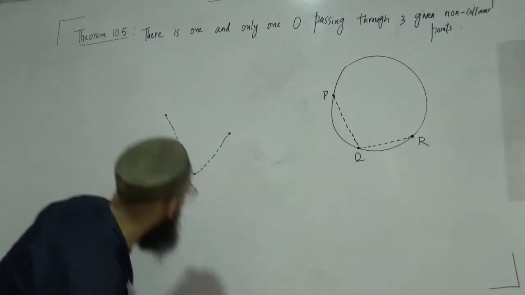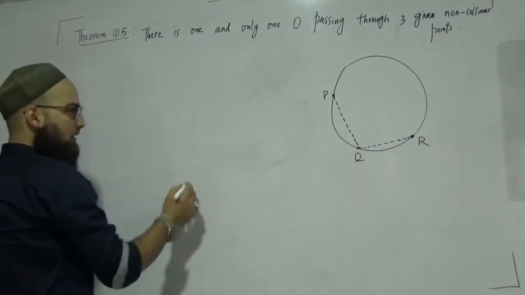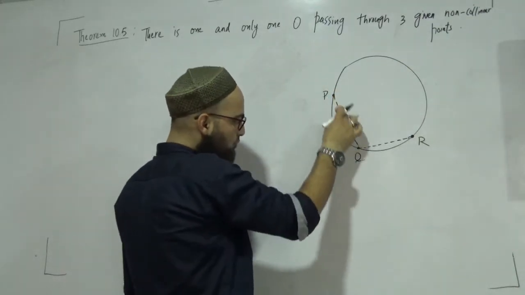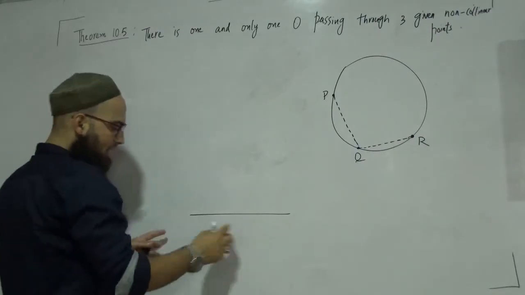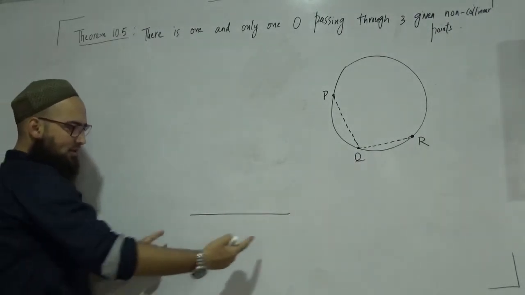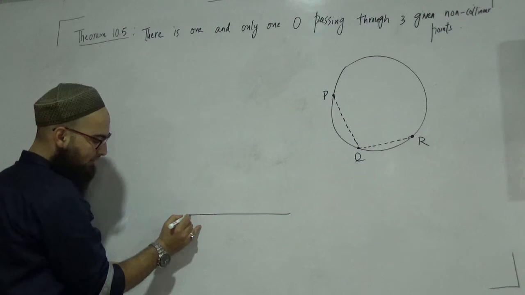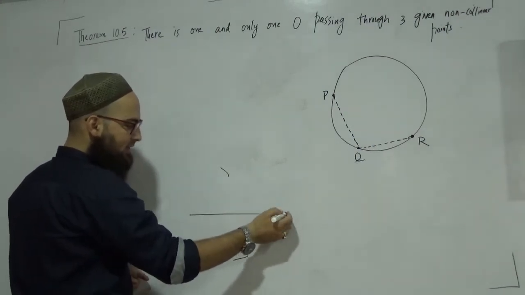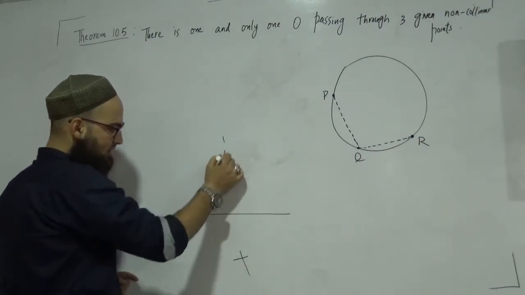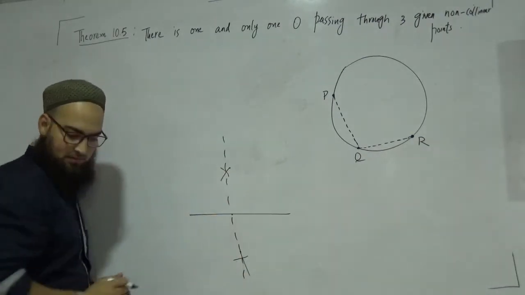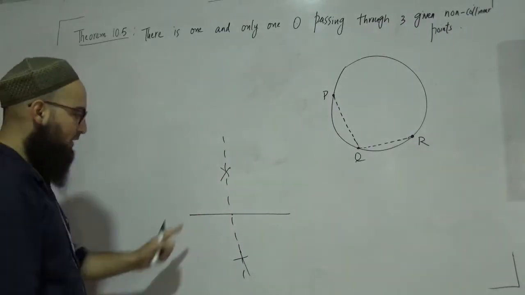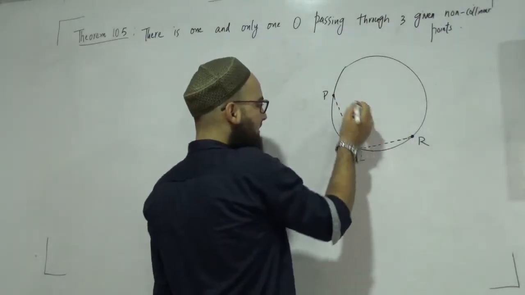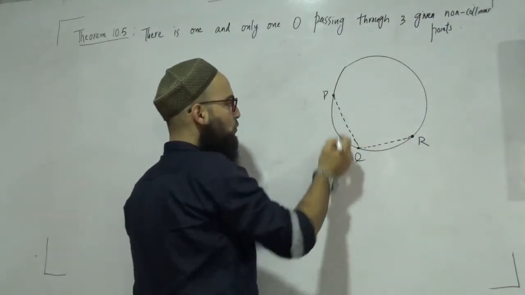You know how to draw a perpendicular bisector. With P as center and radius more than half of the line segment, you draw one arc here, one arc here. Then with the other point as center, one arc intersecting these, then join them, and you will get the perpendicular bisector. That means this line will be perpendicular as well as bisector of the line segment. So do the same thing here, draw the perpendicular bisector of PQ.